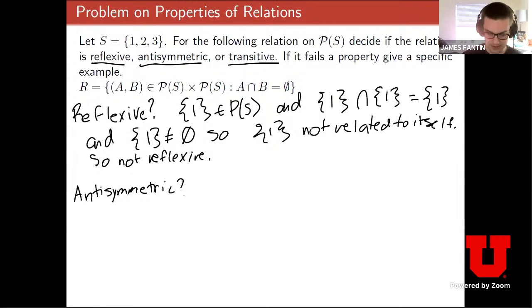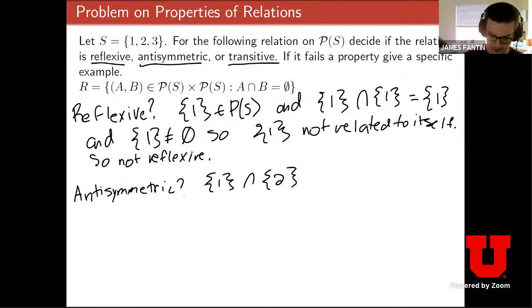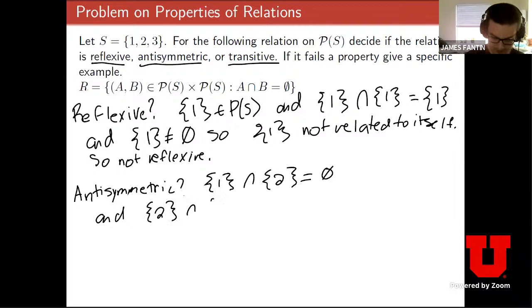And the reason is that we can find an example such that if (A, B) is related, then (B, A) is related. Yeah, and Andrew just gave a perfect counterexample. What they said is if we take the set {1} intersected with the set containing 2, that equals the empty set. But also, if we take the set {2} intersect with the set {1}, that also equals the empty set.